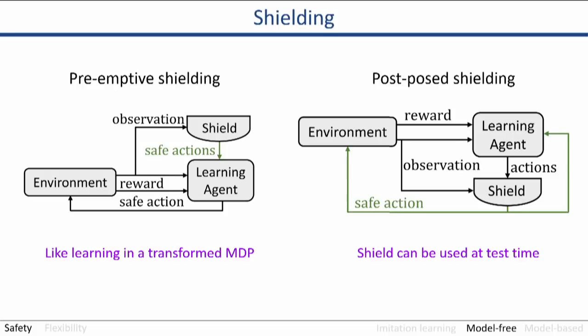But doesn't that, you just write the safe action within the replay buffer, and then your policy will learn that, and then you will not need the shield? So that would actually get into preemptive shielding.